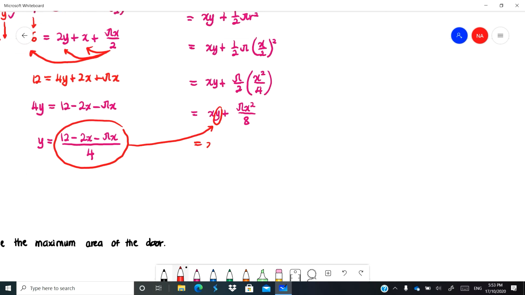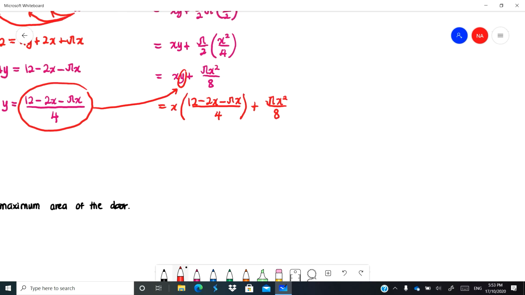So we have x multiplied by y, which is substituted with 12 minus 2x minus pi x, all over 4, plus pi x squared over 8. I'm going to expand the x inside the bracket, so we have 12x minus 2x squared minus pi x squared, all over 4, plus pi x squared over 8. Since we want to combine it into one fraction, we have to make the denominators the same, so we multiply the first fraction by 2 so that we have the same denominator.